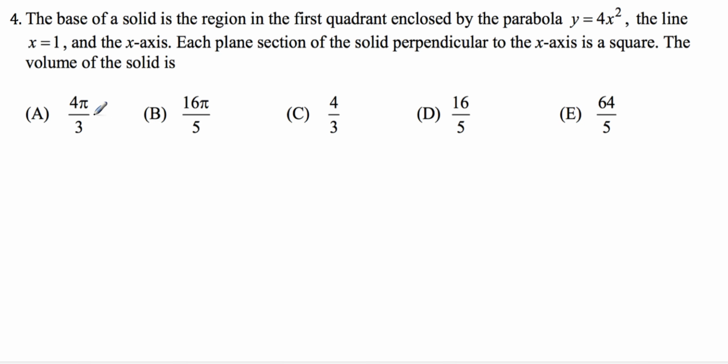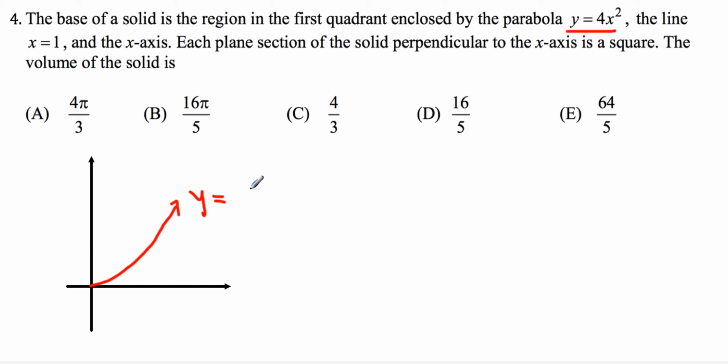The base of the solid is enclosed by the parabola here, as we can see, and then the line x equals 1. So then, once again, to help our understanding a bit better, in the first quadrant, and I'm going to assume that y equals 4x squared, and x equals 1. So let us say that's equal to 1.